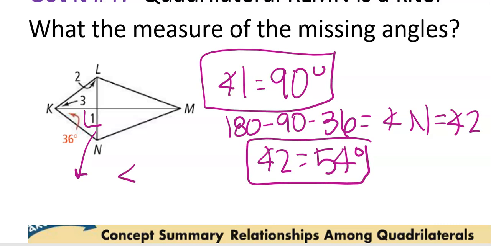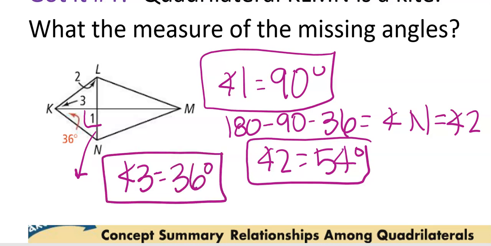And then how much is angle 3? 36. So really on these, there's only one that you actually have to calculate. Then you just have to know how to pair them up so that they look the same.